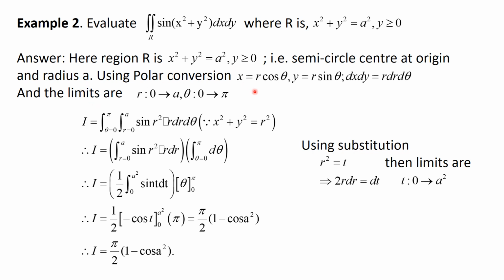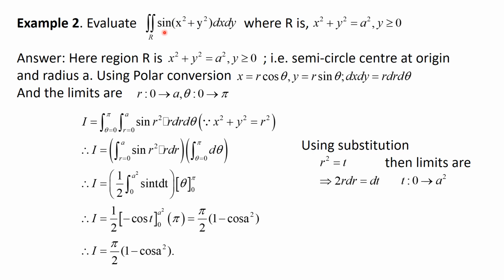Use the polar conversion of x and y in terms of r and theta, dx dy is equal to r dr d theta, and the limit for r is from 0 to the radius of the circle, that is a. Since it is a semicircle, theta varies from 0 to pi due to y greater than or equal to 0, that means only positive values of y exist, so theta changes from 0 to pi, covering the first quadrant and second quadrant. So see the integral I again.